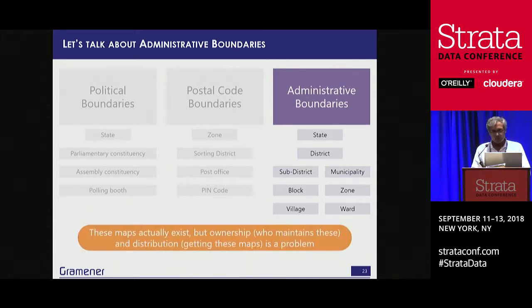The problem here is twofold: ownership and distribution. The organization that created these did this in 2001, and that was as part of the census. The organization is the Survey of India. We tried buying these maps once in 2013, once in 2014, once in 2015, once in 2016.